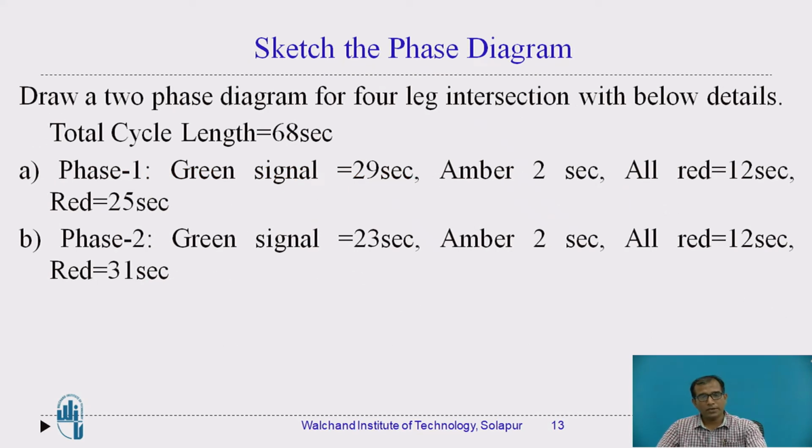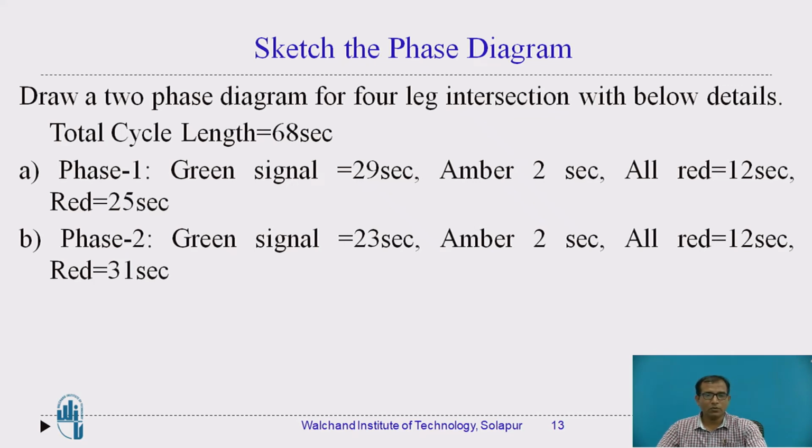Now you can pause here to test your understanding of the phase and the cycle. Here the total cycle length is given as 68 seconds, and the green phase is 29 seconds, amber is 2 seconds, all red is 12 seconds, and the red phase is 25 seconds. In phase 2, the green is 23, amber 2, all red 12 seconds, and red 31 seconds. Pause here and try to draw the phase diagram for these two phase signals. I hope you are able to do this small task.